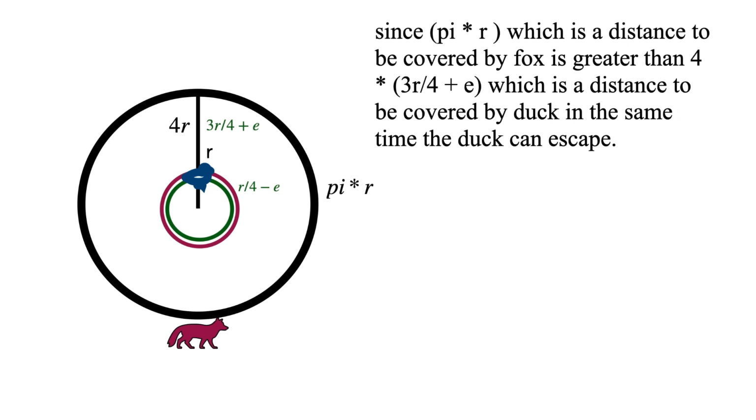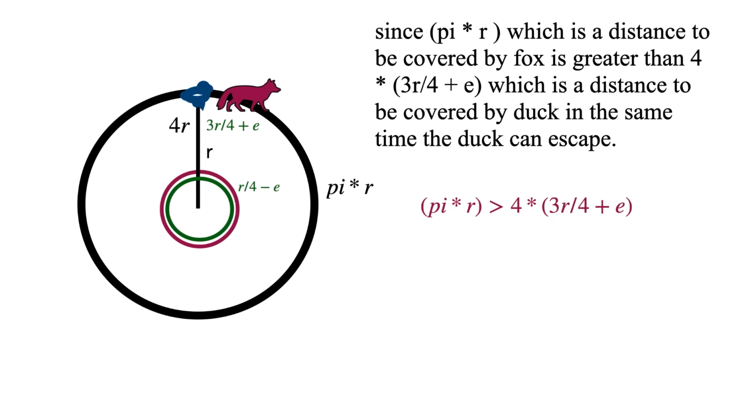So here, since pi r, which is the distance to be covered by the fox, is greater than 4 into 3r/4 plus e, which is the distance to be covered by the duck in the same time, we clearly see that the time taken by the duck to reach the land is less than the time taken by the fox to reach the duck at that particular point of time. So that's the reason the duck will reach the land, fly and escape. In this way, the duck would be able to make it to land and fly away.